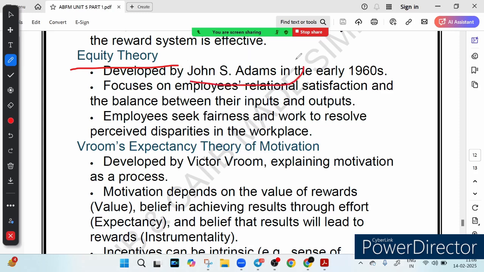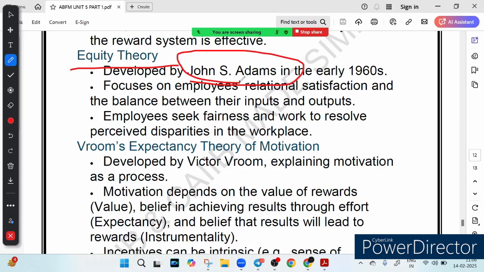So here you can see the name John Adams. Fine. So what people do is compare their input, that is effort, skill and time, with their output, that is salary, recognition and promotion. If they feel that the balance is unfair, they either demand fairness or reduce their effort. So think of it like splitting a restaurant bill with a friend.